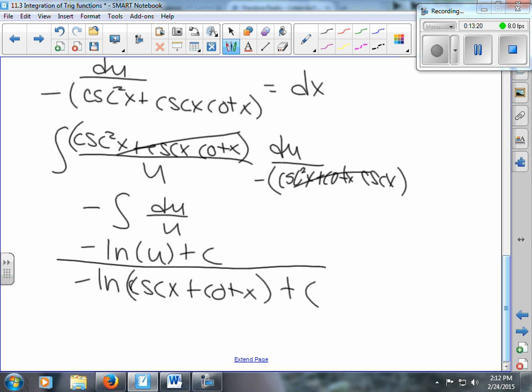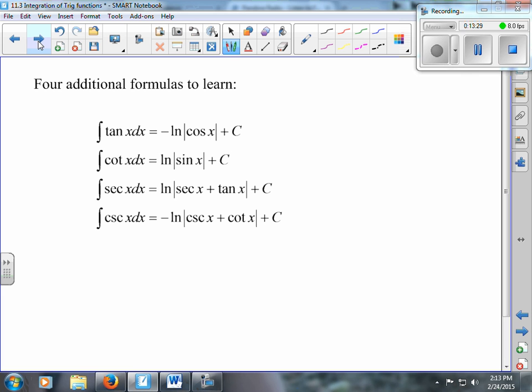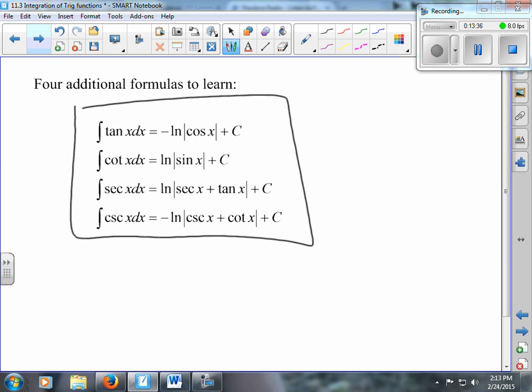And so that's the formula for the antiderivative of cosecant of x. Yay. Now, the antiderivatives of cotangent and secant are very similar. And so these are the 4 additional trig antiderivatives to learn. Just a note about these, I know these are absolute values here. Technically, these are supposed to be absolute values. But I'm not going to care if you use parentheses or absolute values. That's a technicality we're just not going to get into in this class.